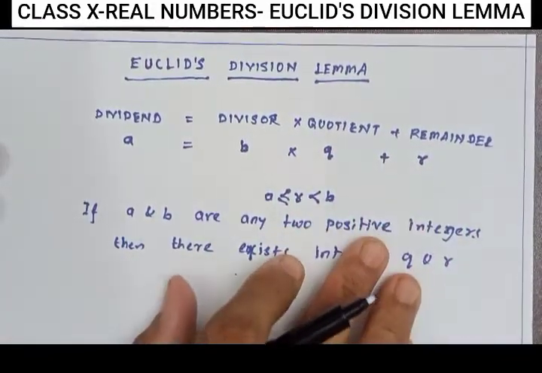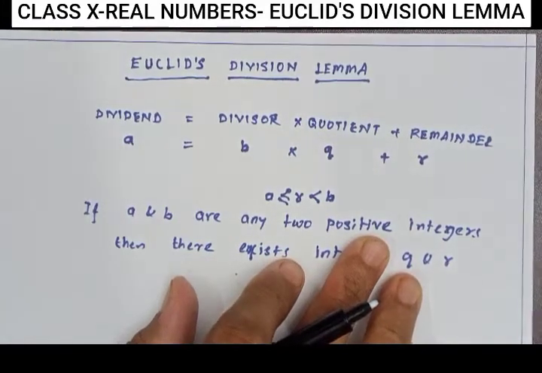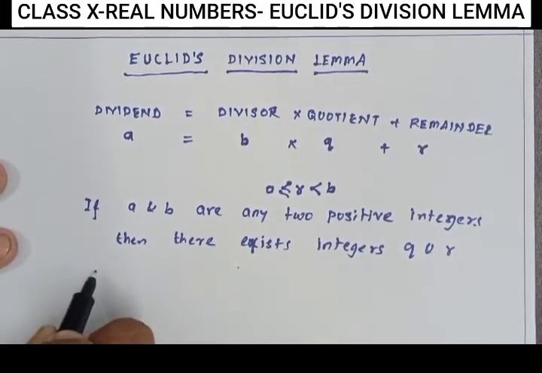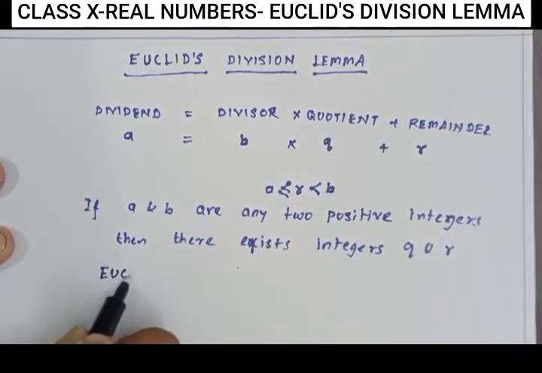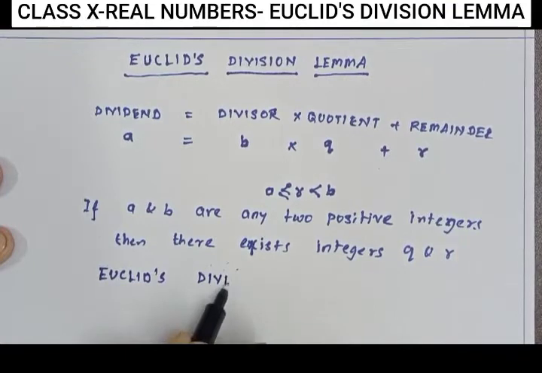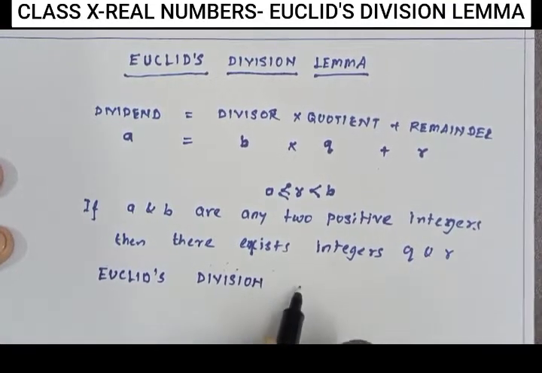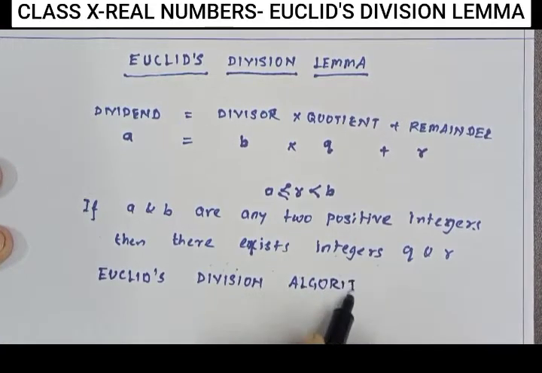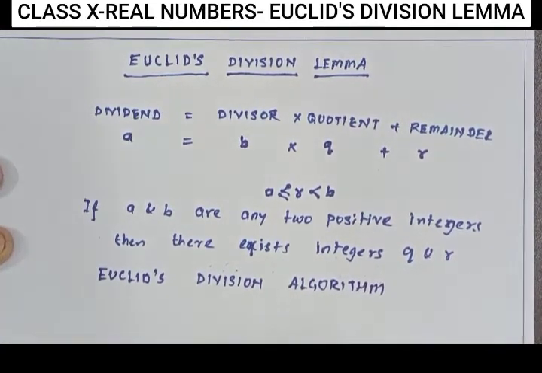Now as I told you in the beginning, we are going to use this lemma to find the HCF of any two numbers. Before that we need to understand one more thing, and that is Euclid's division algorithm. Now what is this algorithm and how did we get this word algorithm?